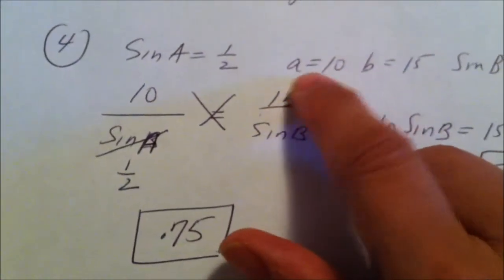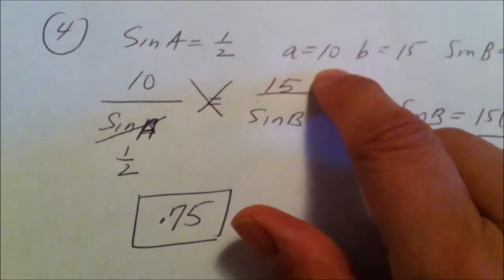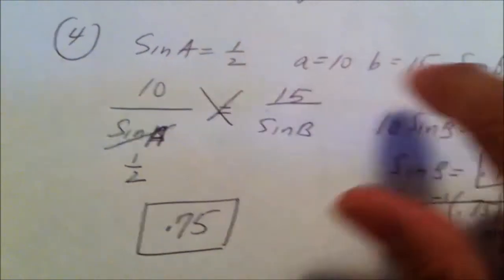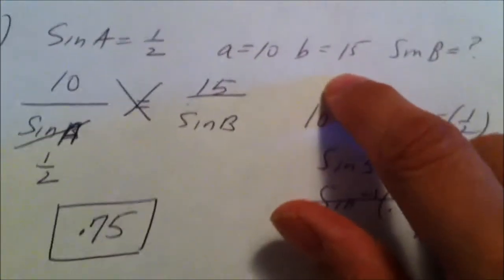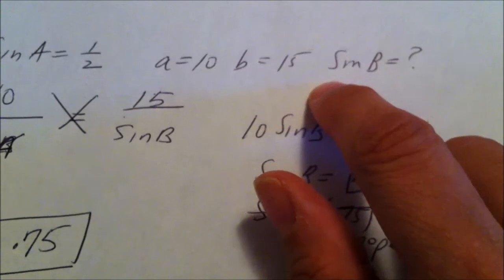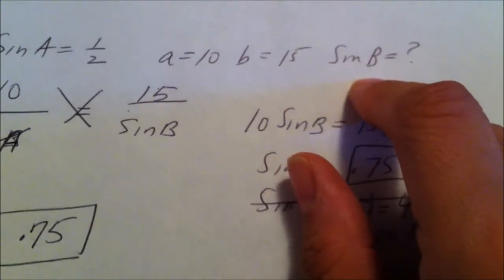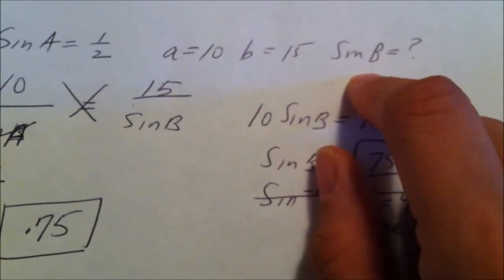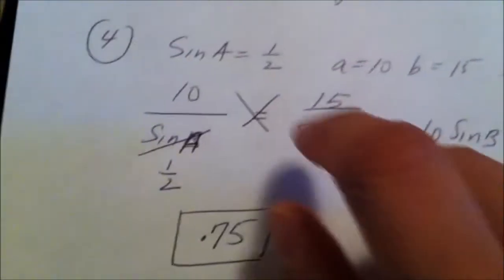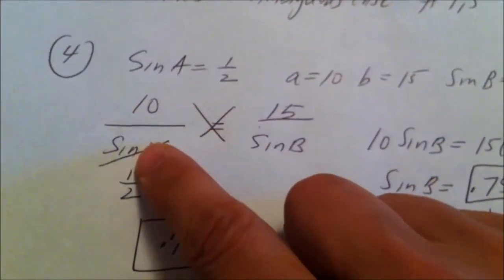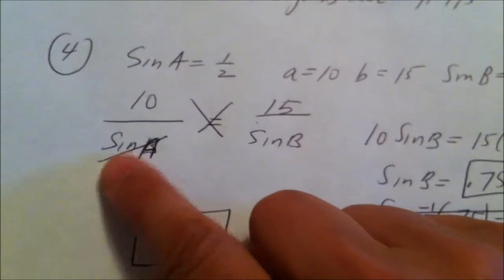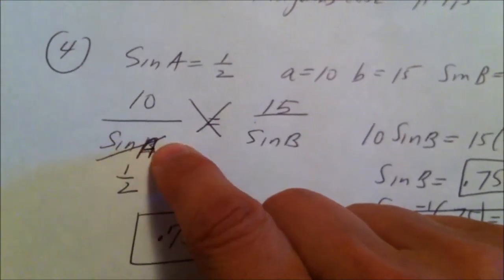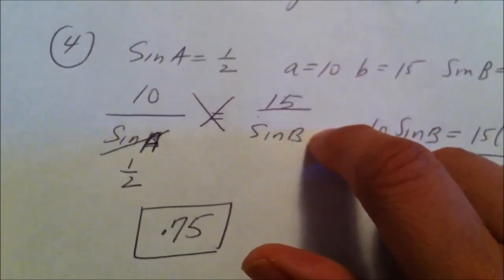They give you side A is 10, and remember that lowercase letters mean sides, uppercase letters mean angles. They give you side B is 15, and they're asking you to find the sine of B. They're not asking you to find angle B. They're asking you to find the sine of B. So it's going to be 10 over the sine of A, which happens to be 1/2, not sine of 1/2, equals 15 over the sine of B.